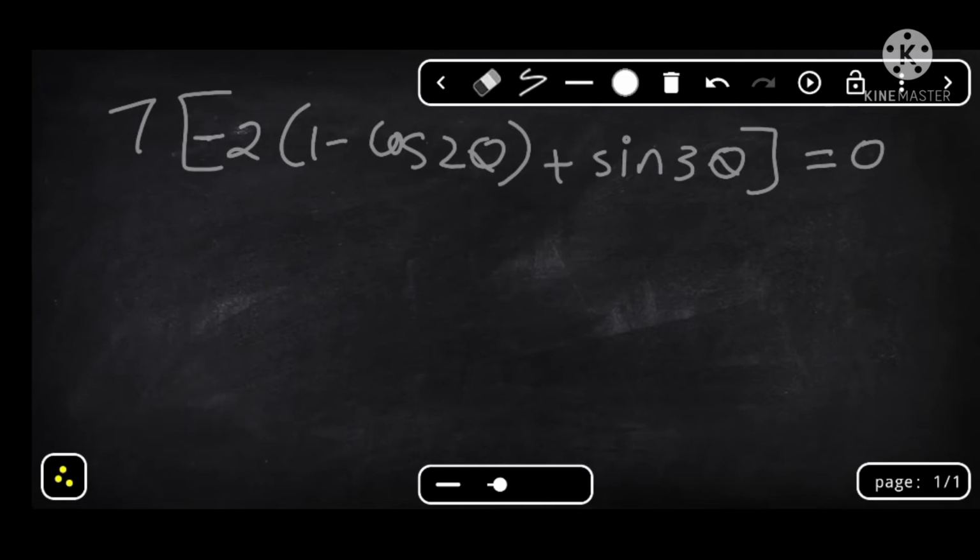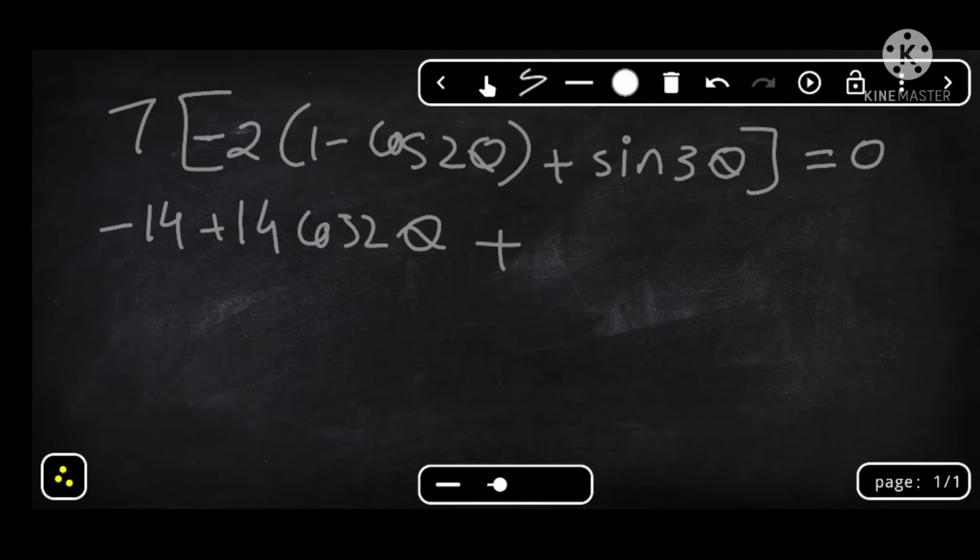So we are going to multiply 7 inside. Okay, so what we will get? It will be minus 14 plus 14 cos 2 theta plus 7 sine 3 theta equal to 0.